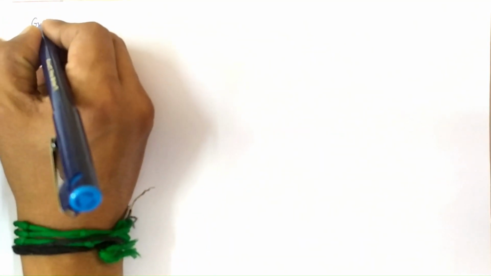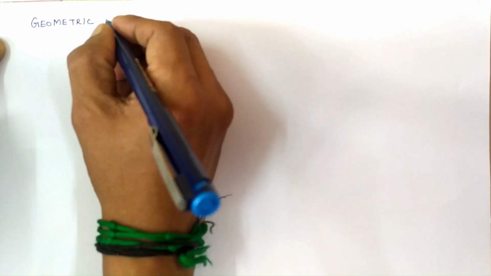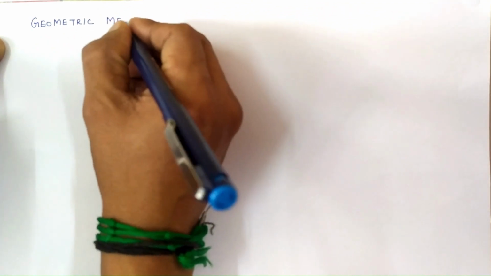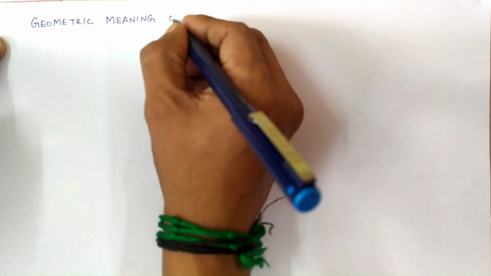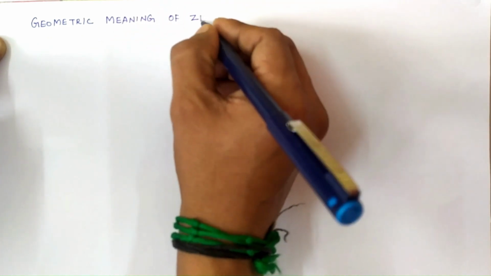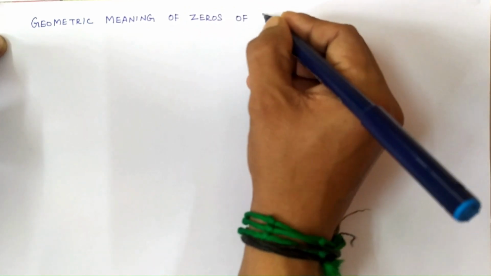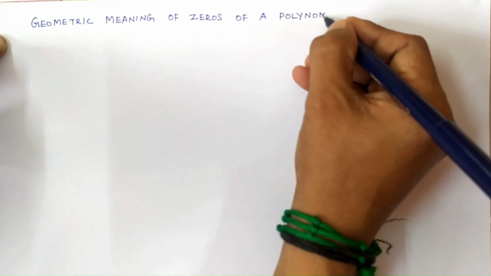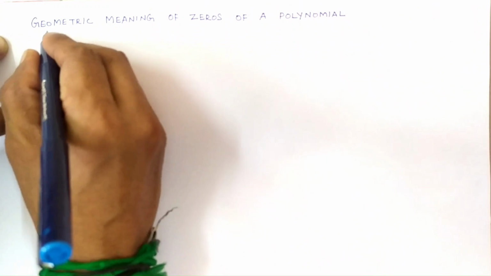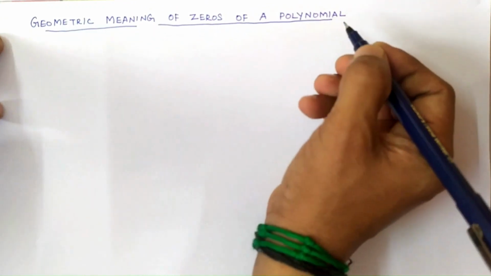So, geometric meaning of zeros of a polynomial. Geometric meaning of zeros of a polynomial.